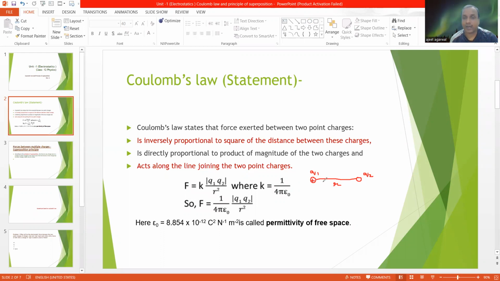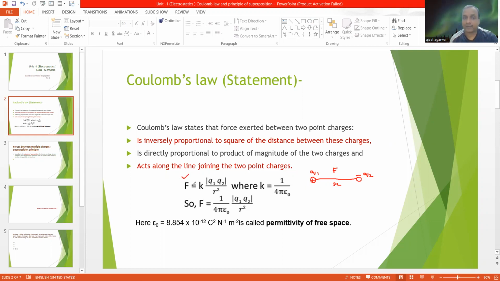Suppose both are of similar type, say positive, then both will repel. If one of the charges among them is negative, then both will attract. Means electrostatic force may be attractive or repulsive, depending upon nature of charges. So a force will act between them.